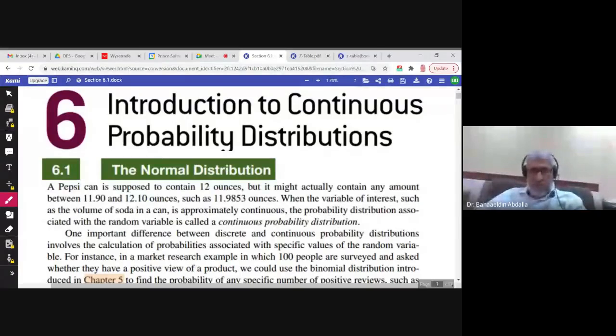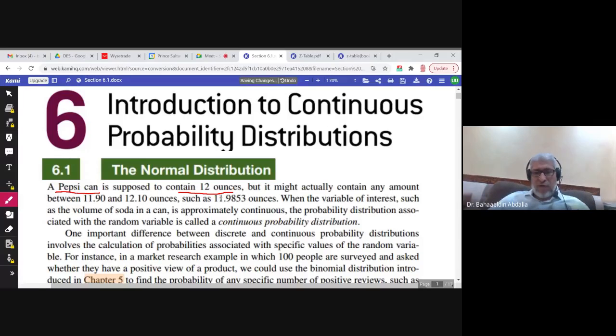Let's talk about the normal distribution. The normal distribution is the most famous example of continuous probability distributions. As an example, a Pepsi can is supposed to contain 12 ounces.